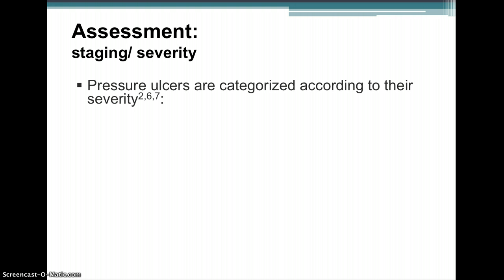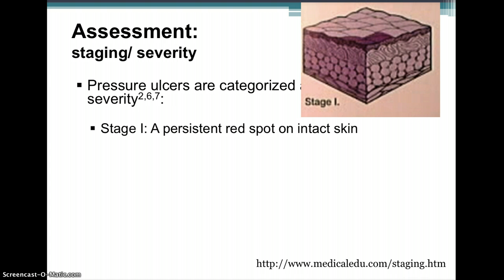How much impact a pressure ulcer has on a person from a financial and quality of life perspective depends on their severity. There are 4 stages of severity. Stage 1 pressure ulcer is a persistent red spot on the surface of the skin that does not blanch or go white under light pressure.